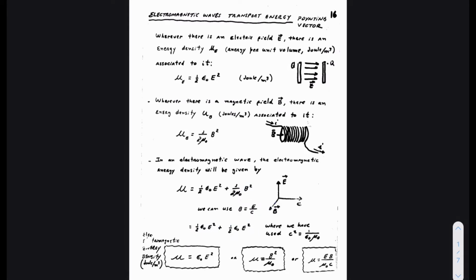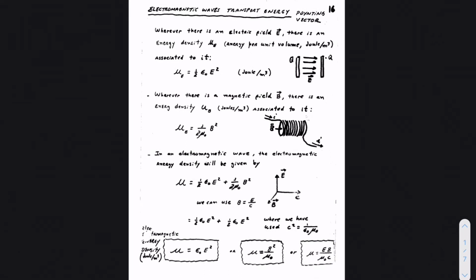So the electromagnetic energy density in terms of the electric field only can be written as epsilon naught times E squared, and in terms of magnetic field only it can be written as B squared divided by mu naught. And energy density can be written like this if we use both E and B.